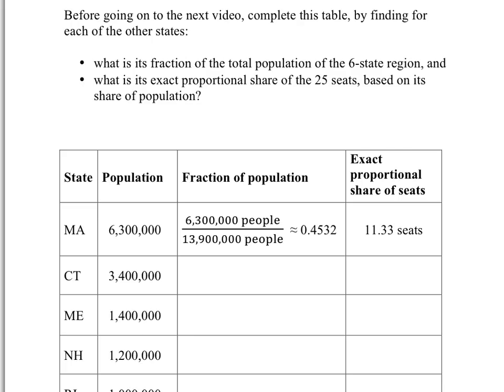Now, before going on to the next video, please complete this table, and that means finding, for each of the remaining states, we've already done Massachusetts, but for each of the remaining states, what is its fraction of the total population of the region? In other words, answer this question for each of the other states. And what is its exact proportional share of the 25 seats based on population. So the same way that we took this decimal times 25 seats to get Massachusetts' exact proportional share of the seats, do the same for the remaining states.